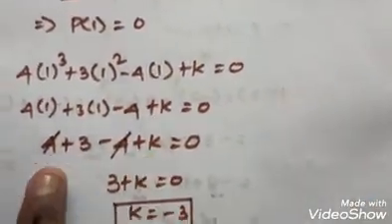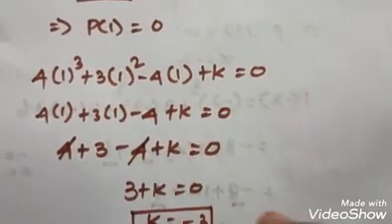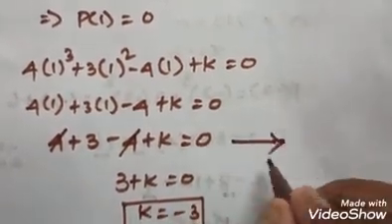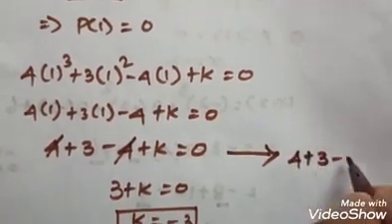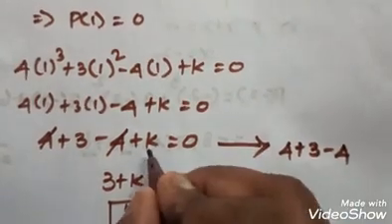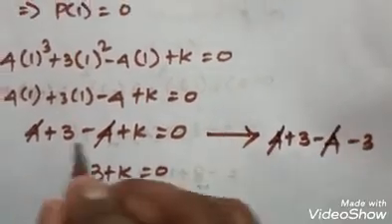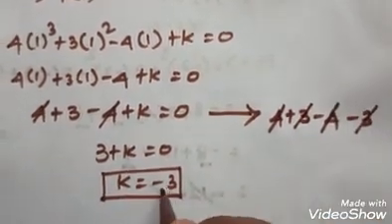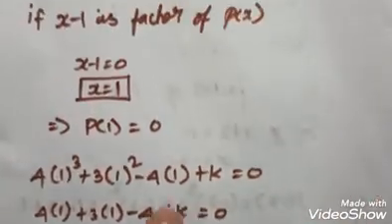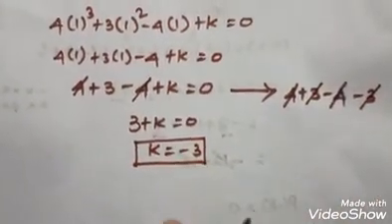Just to verify, we put minus 3 in the final expression. I substitute this minus 3 here: 4 plus 3 minus 4, and instead of k I put minus 3. Now you see, plus 4 minus 4 we already cancelled. We get 3 plus k. Here plus 3 minus 3 becomes 0. Therefore the value of k is equal to minus 3.